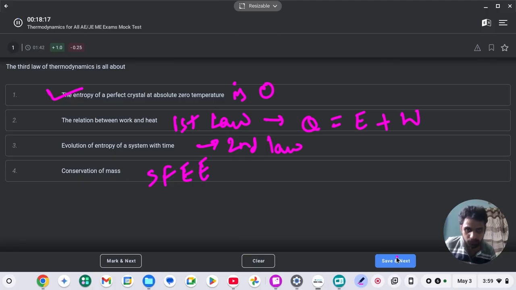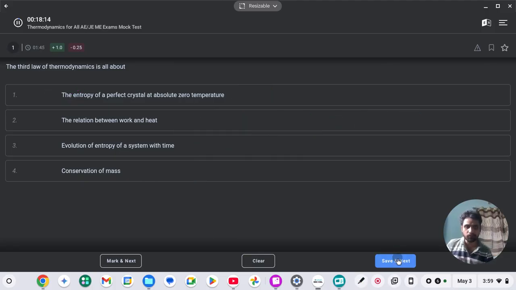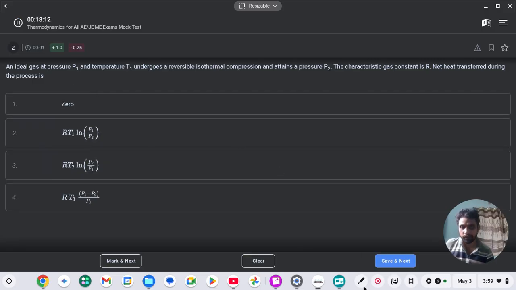Coming to the next question. An ideal gas at pressure P1 and temperature T1 undergoes a reversible isothermal compression and attains a pressure P2. The characteristic gas constant is R. The net heat transfer during the process is? Heat transferred in an isothermal process.